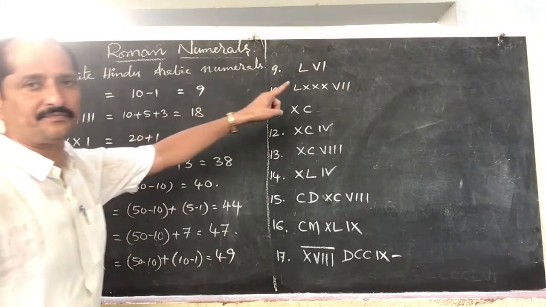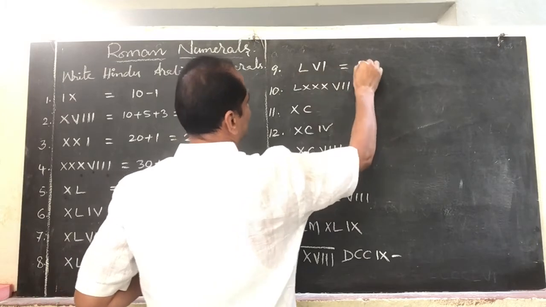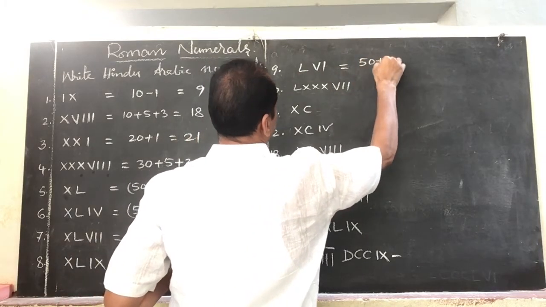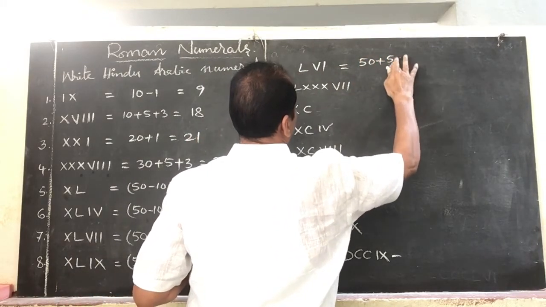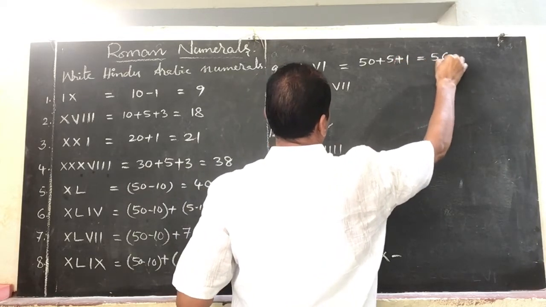Now check here. This one. So all these are written on the right side. So 50 plus 5 plus 1, that is equal to 50 plus 6 is equal to 56.